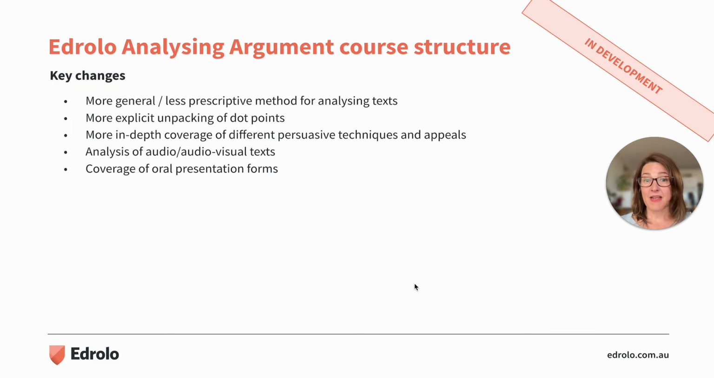to make are sort of a more general or less prescriptive method for analysing texts. Andrea's 6-step method is excellent, but perhaps less of an emphasis on that and more general information that can be applied no matter what your school's individual approach might be. More explicit unpacking of the dot points and more in-depth coverage of the different persuasive techniques and appeals. We heard that a lot of you loved her appeals toolbox section, so we'll be expanding on that.